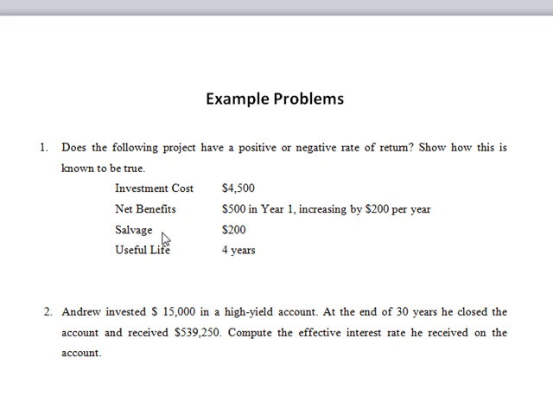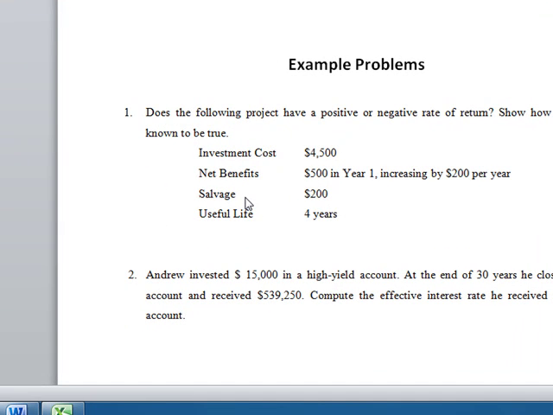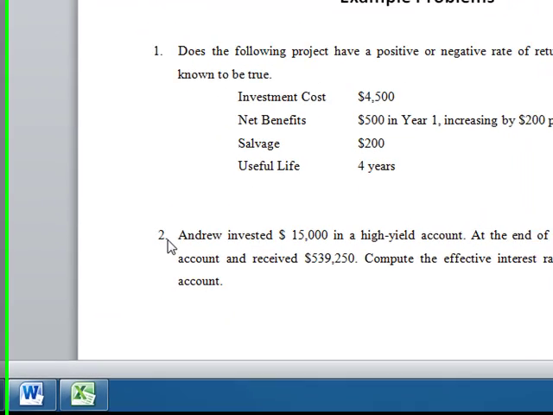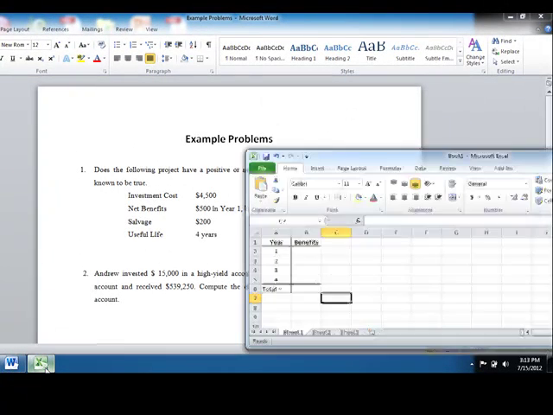The salvage value of the project, the scrap value of the project at the end of its effective life, is $200. And the useful life of the project is given as 4 years. So now this is a very simple problem. Basically, we don't need to do any complex mathematical calculations. What you have to do is create a very simple table. So I'm going to show you how to create the table in Excel.